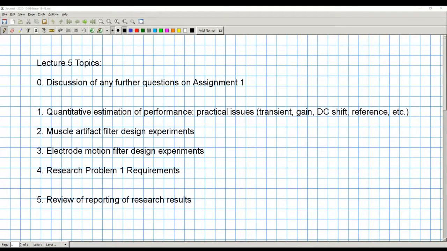I'm going to talk to you about research problem 1, what you're going to be submitting. I'm going to post a formal document asking you for exactly what you should submit. In order for things to be easier for you, I'm going to consider the first part, the assignment, as a part of the research problem 1 requirements. So I'm going to ask you for a few more things, and this will be it for research problem 1. And I would like to also review the reporting of research results. You're going to do some experiments, and I just want to go over a few basics of how to report research results.